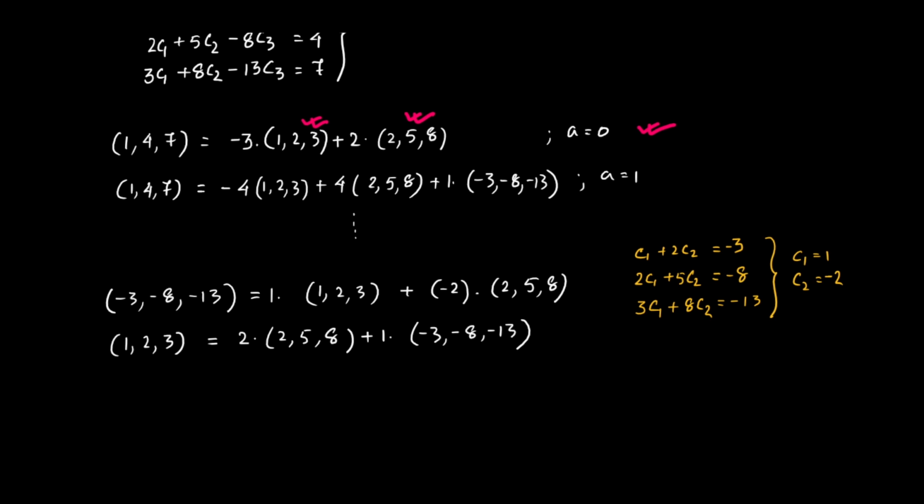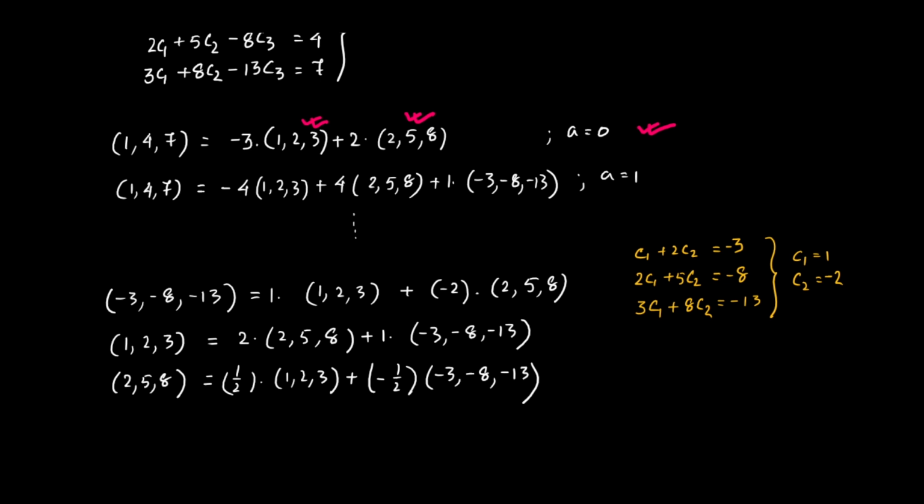And the vector (2, 5, 8) can also be written as half into (1, 2, 3) plus minus half into (-3, -8, -13). Now, if you ask me how I got these two representations, pretty simple. I have just rearranged the terms in the first representation.